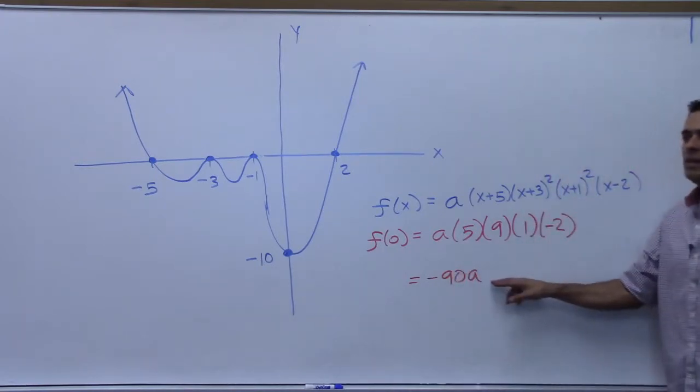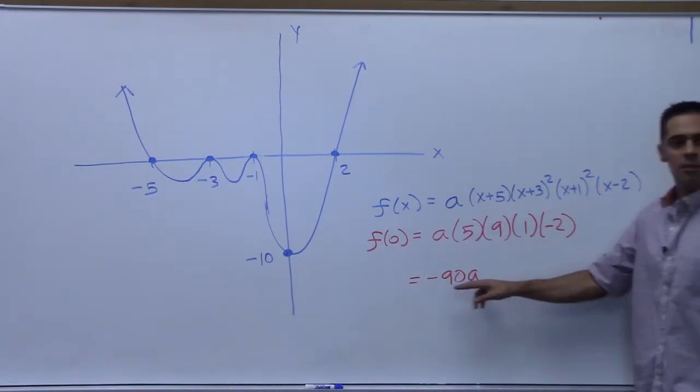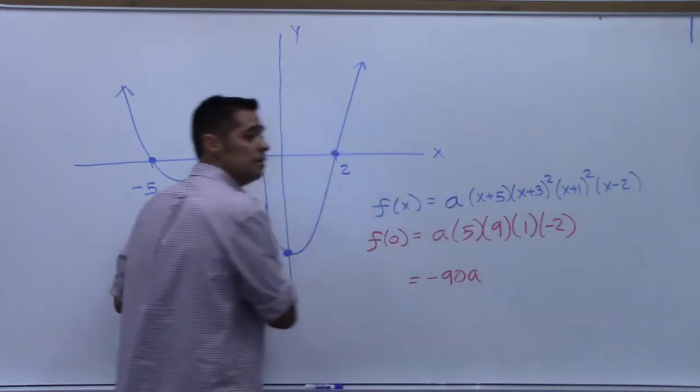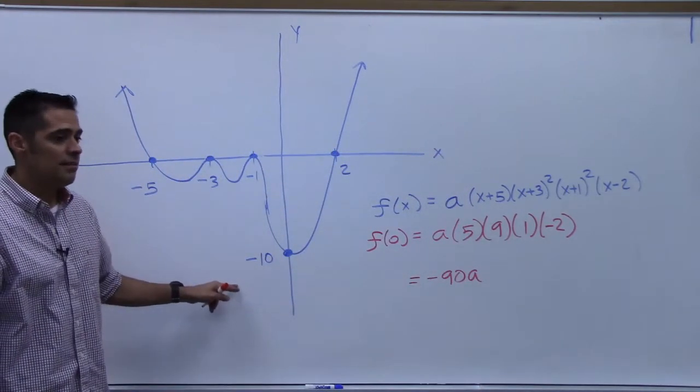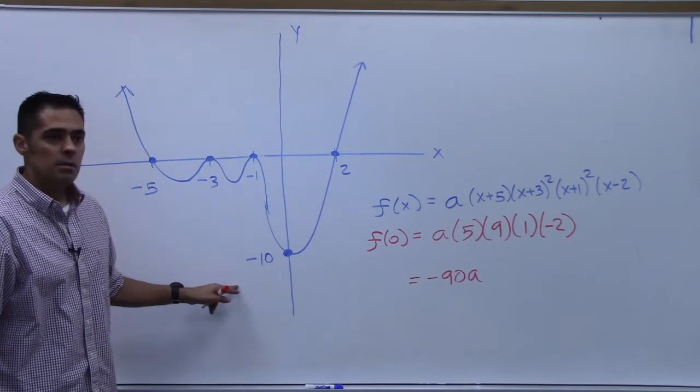And that has to be equal to what? We need that to be equal to negative 10. Right? We need it to be equal to negative 10. So then A would be 1/9.